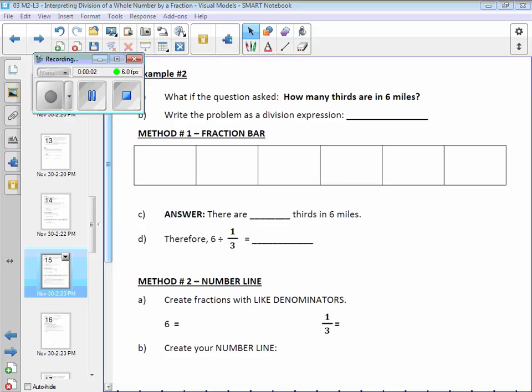Thirds are in 6 miles. If you had to rewrite that as a division expression, what would it be? Get it, Marcus. 6 divided by 1/3. Right, and we did not get to this point yet, right? This is all new now? Yeah. Okay.